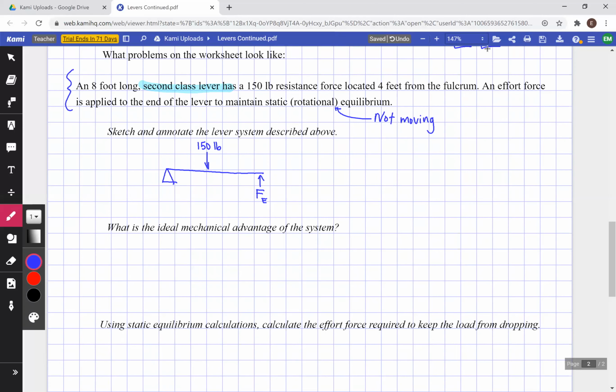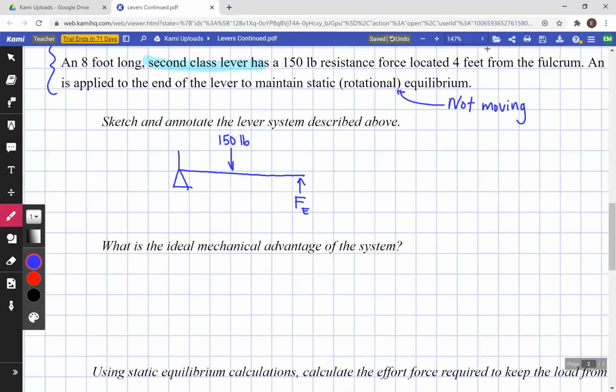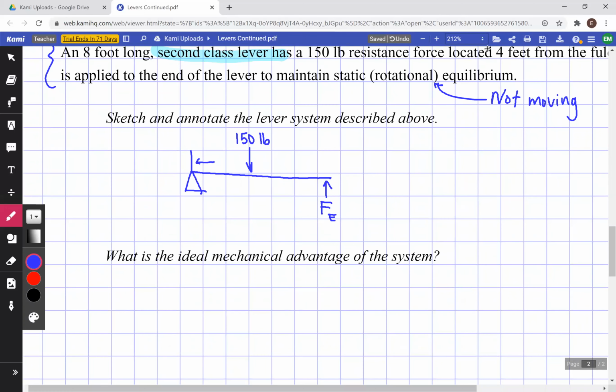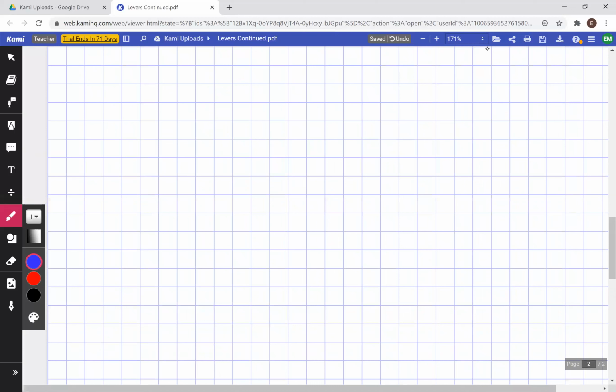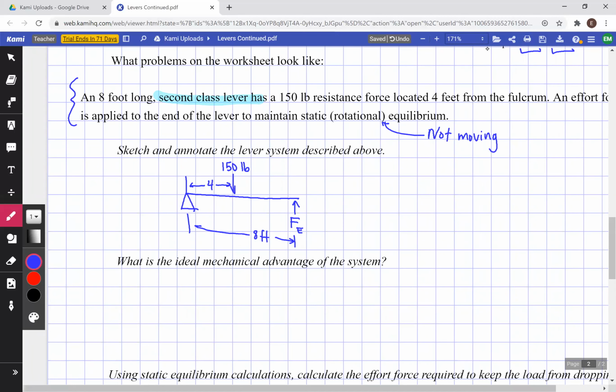And let's go ahead and add our distances as well. So we know that from the fulcrum to the resistance force is 4 feet. And the entire length of the lever is 8 feet. Okay, so that's the distance of the effort force to the fulcrum. And that's about all we want to do, right? You want to indicate your fulcrum, your load, the distance, and your effort force. Just pretty much include everything that you have there.